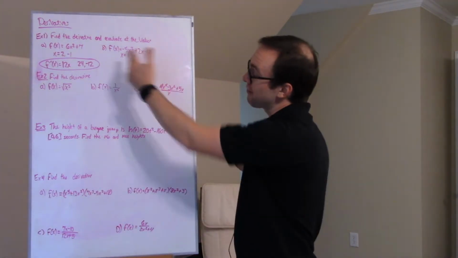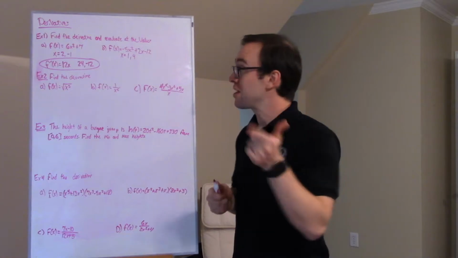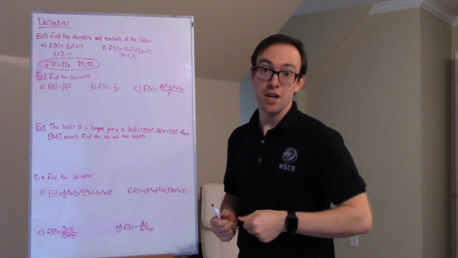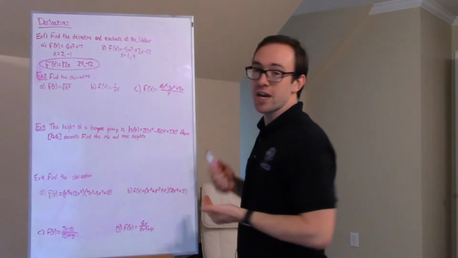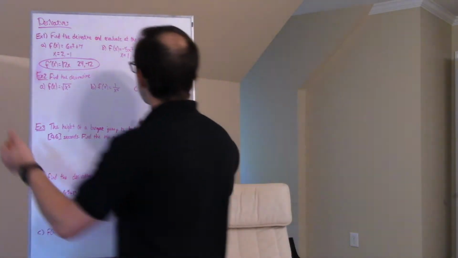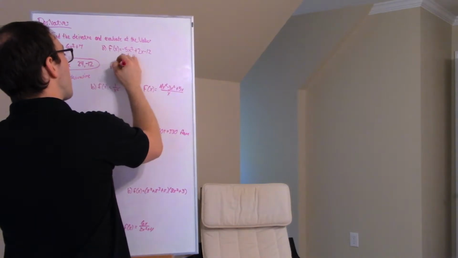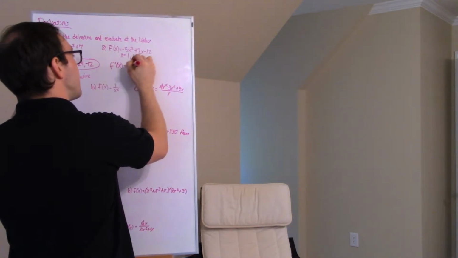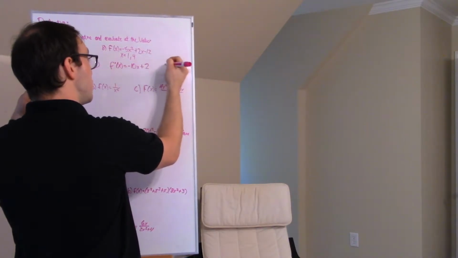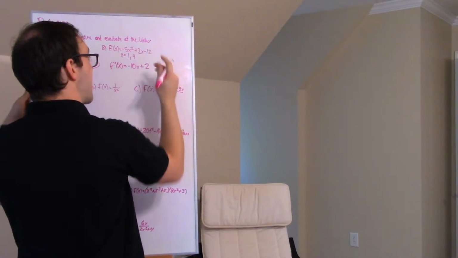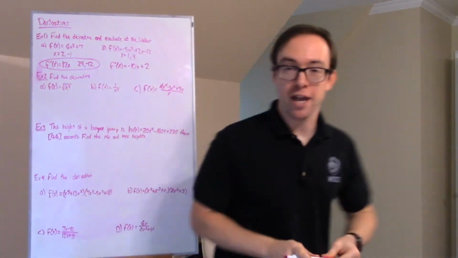So part B, f of x equals negative 5x squared plus 2x minus 12. So each one of these we're going to be doing the power rule for. So negative 5x squared becomes negative 10x. The 2x becomes 2. And then the minus 12 goes away.